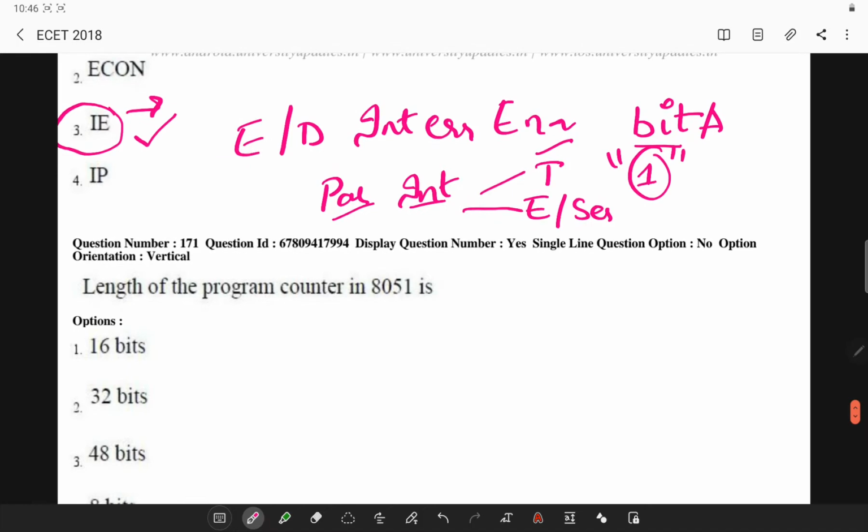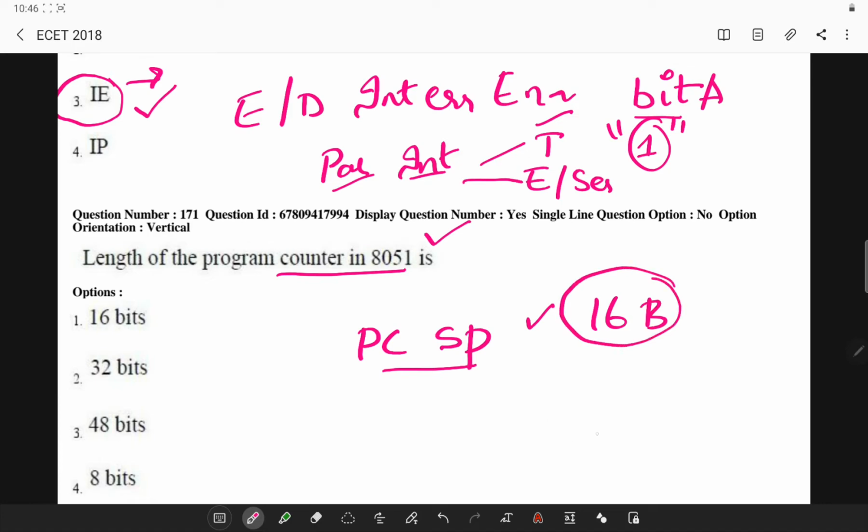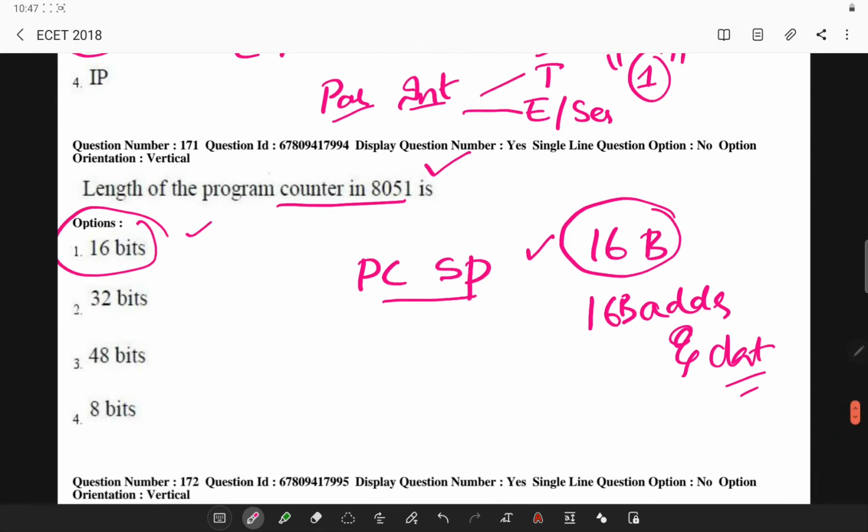What is the length of the program counter in the 8051 microcontroller? So the program counter and stack pointer are 16-bit registers, and these registers are 16-bit so that they can store the 16-bit address as well as data for operations. So they are 16-bit in nature.